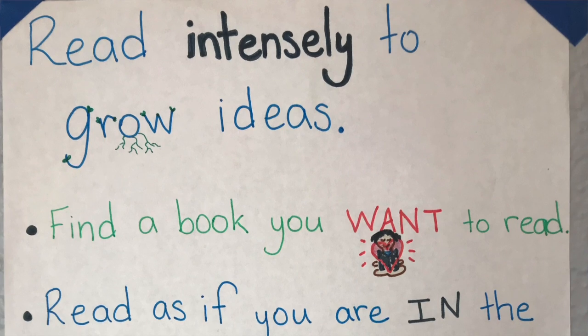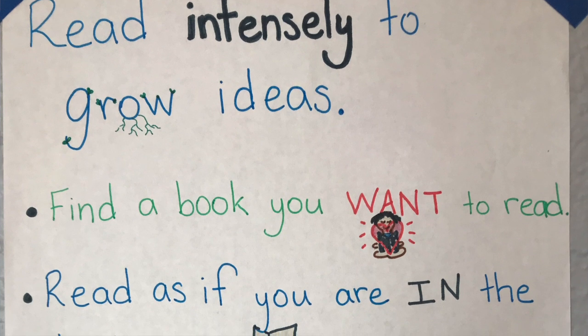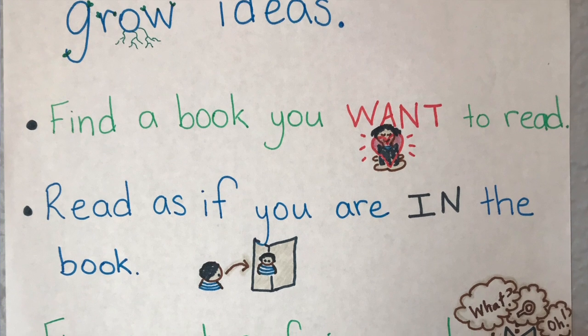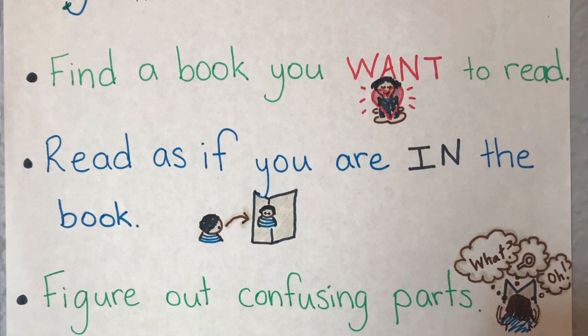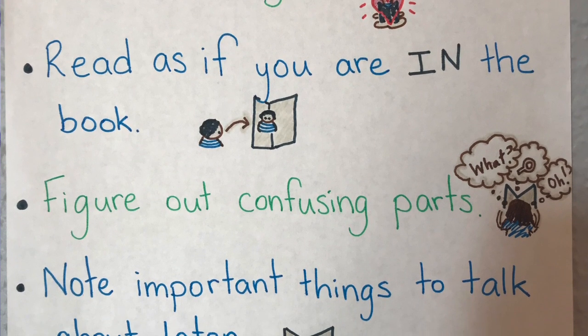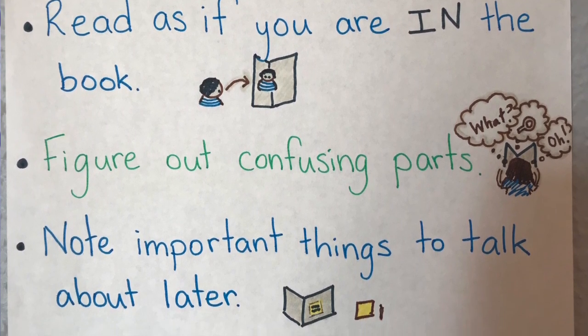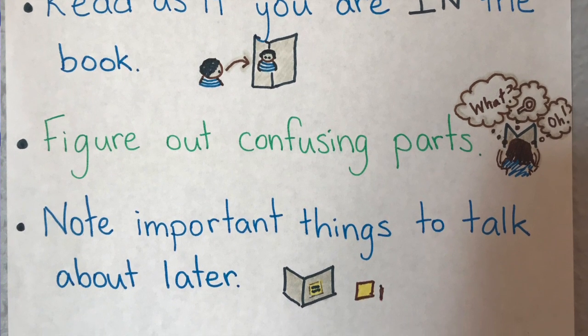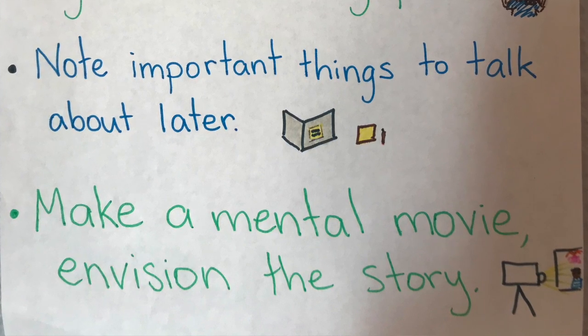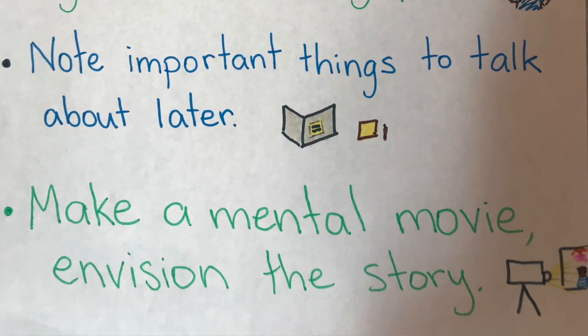So friends, we have been working on how to read intensely to grow ideas. And we talked about finding a book you want to read, reading as if you are in the book, figuring out the confusing parts, and noting important things to talk about later. And in our last few videos, we talked about making a mental movie and really envisioning what it would be like to be the characters. Today we're going to continue that work.